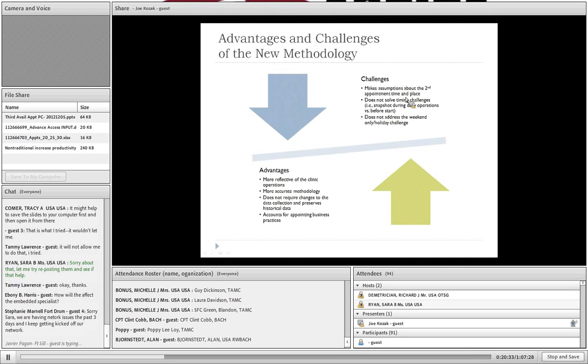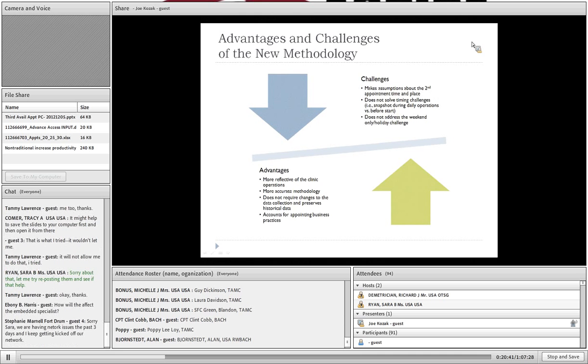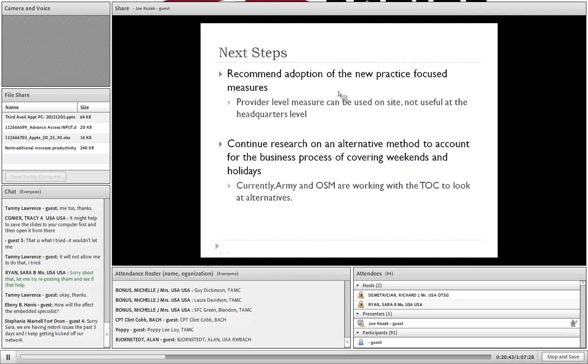It makes assumptions about the second appointment for challenges. It does not solve the timing challenge, and it does not address the weekend and holiday. The weekend and holiday has to be a decision based off Health Affairs, and we are waiting for them to make that. For our next steps, we've recommended the adoption of the new practice-focused measures.